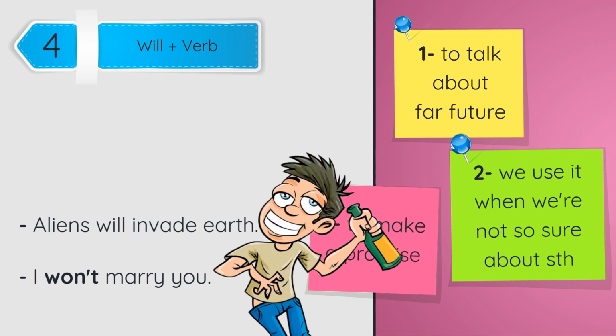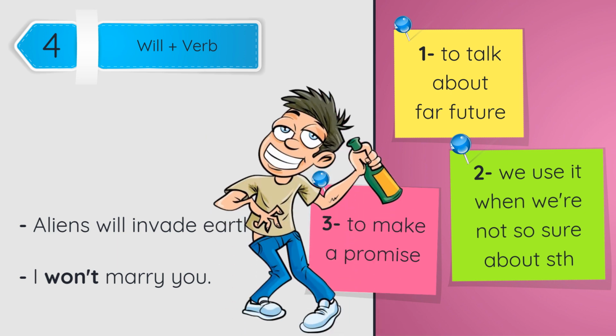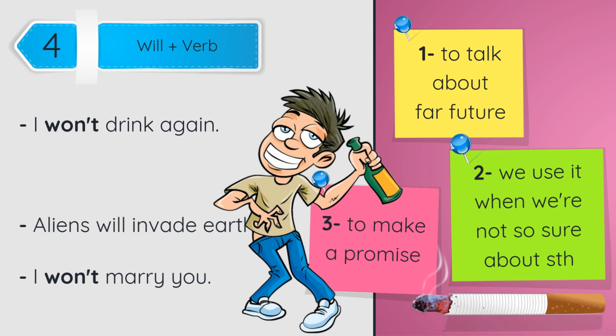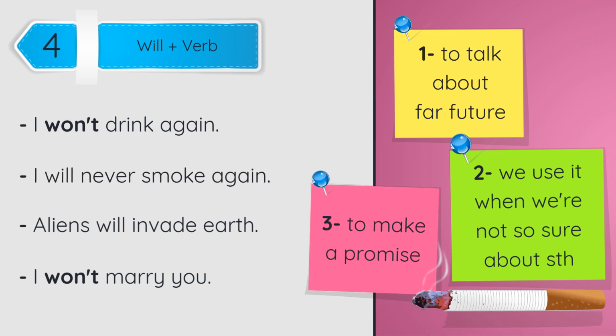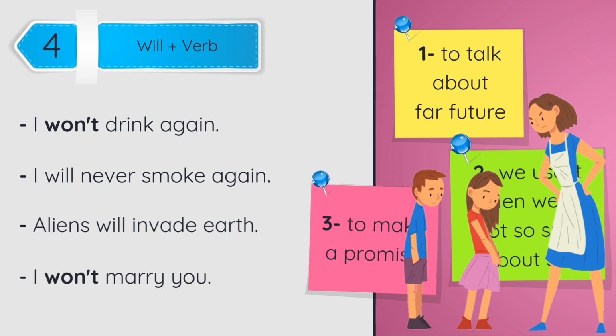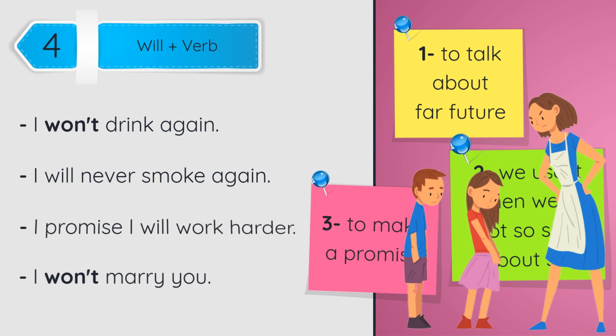Or for example, maybe you have had too many beers and you're thinking, I don't want to ever drink again. You might make a promise to yourself. I won't drink again. I will never drink again. Or maybe you want to stop smoking. I will never smoke again. I will never do this again. Maybe your parents are angry at you because you did really bad on a test. I promise I will work harder. I will study harder. So these are promises. We use will for promise.